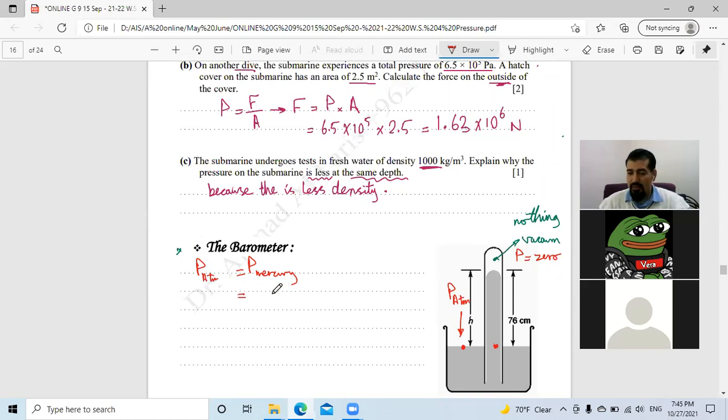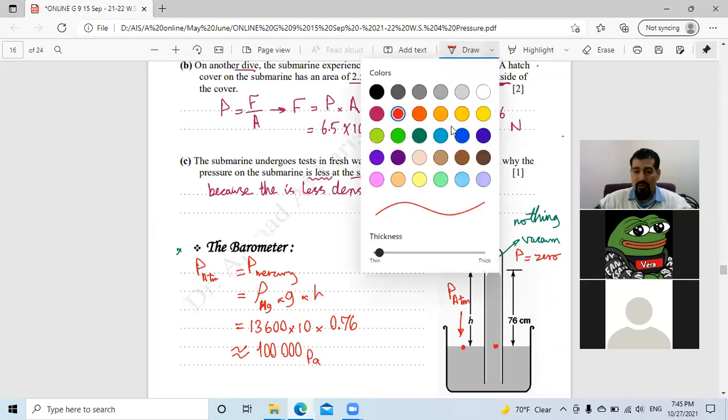Now we know that the pressure of mercury is the density of mercury, Hg, which is the chemical symbol of mercury, times gravity, times height. The density of mercury is very dense, approximately 13,600, multiplied by 10, multiplied by the height of the mercury that they found, approximately 0.75 or 0.76 meter. And the answer was approximately how much? Yes, bravo. 100,000 Pascal.